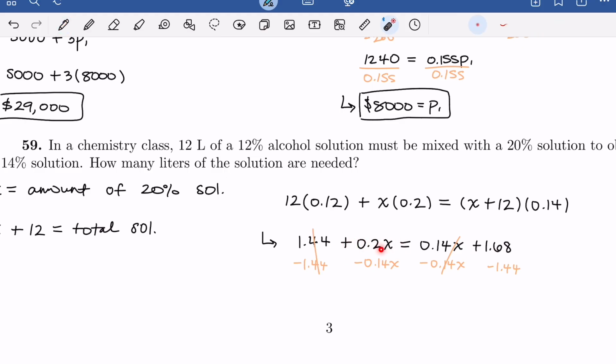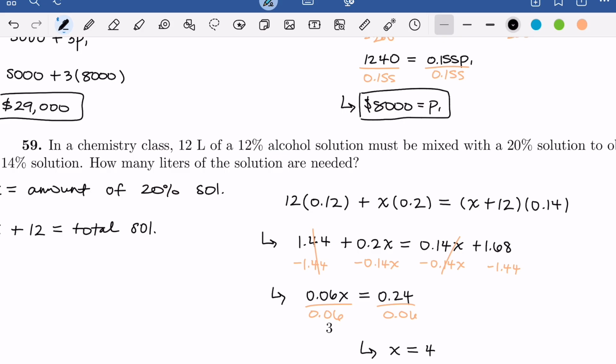Doing so, I'm going to have 0.2x minus 0.14x on the left-hand side. This is going to give me 0.06x. And on the right-hand side, we're going to have this 1.68 minus this 1.44. So this will give us 0.24. And in the last step, we're trying to isolate x. Doing so, we're going to get x is equal to 0.24 divided by 0.06, which gives us 4.